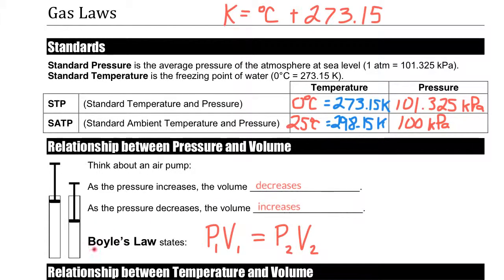This is called Boyle's law. And the law is P1V1 equals P2V2. This is similar to the dilution of solutions when you had C1V1 equals C2V2, except now, instead of concentration, we're talking about pressure of a gas. Now this relationship holds true only if you keep the temperature constant.